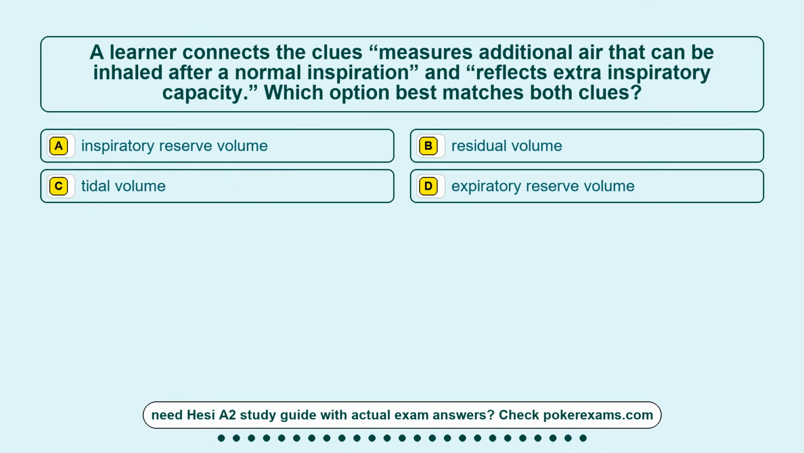Question 18. A learner connects the clues, measures additional air that can be inhaled after a normal inspiration and reflects extra inspiratory capacity. Which option best matches both clues?